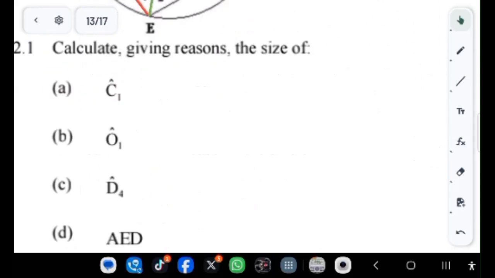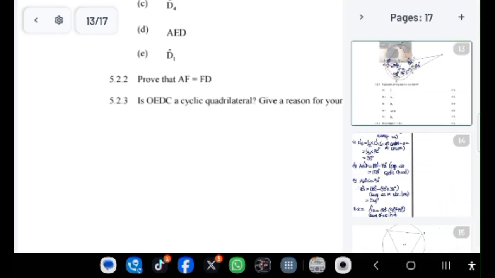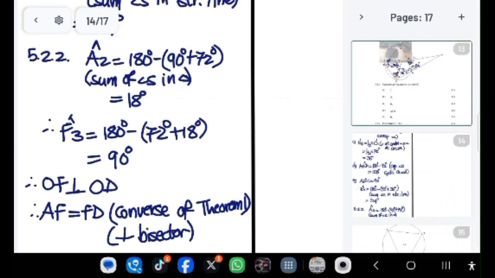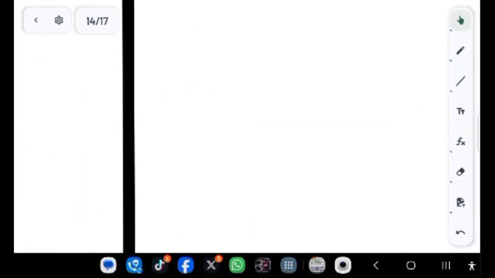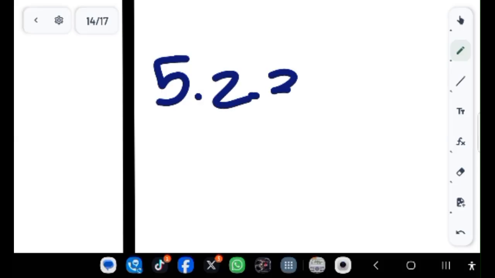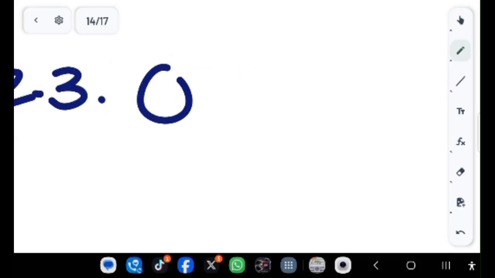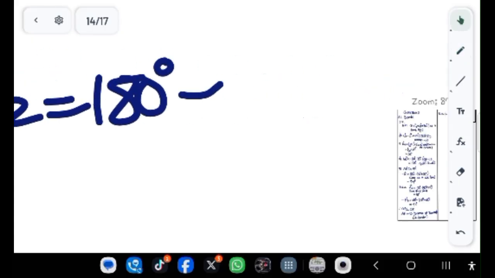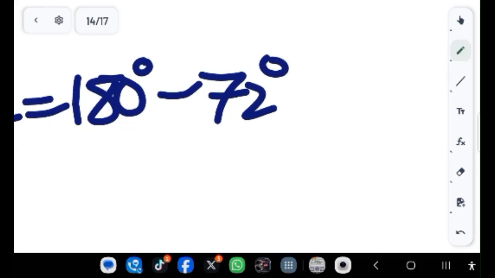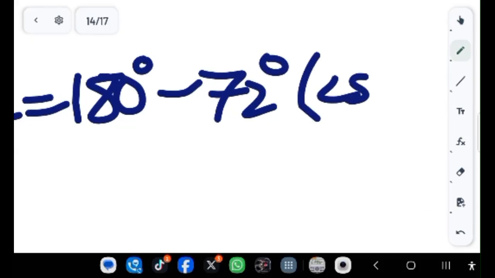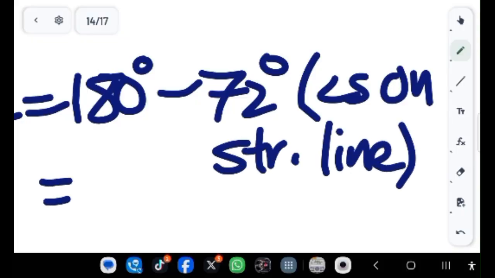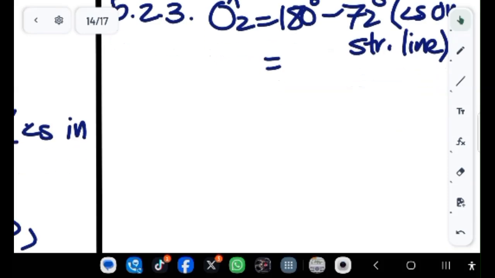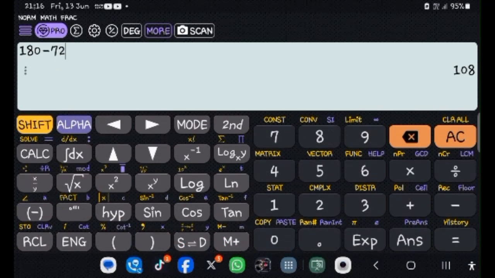Angle O2 equals 180 minus 72 degrees. Reason: angles on a straight line. That is equal to 180 minus 72. That is 108.